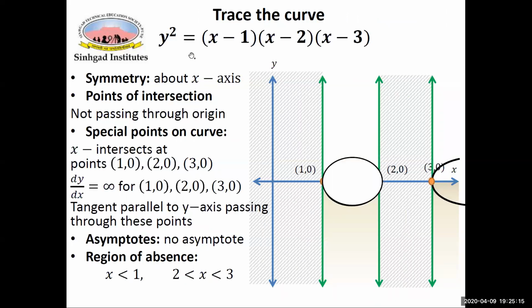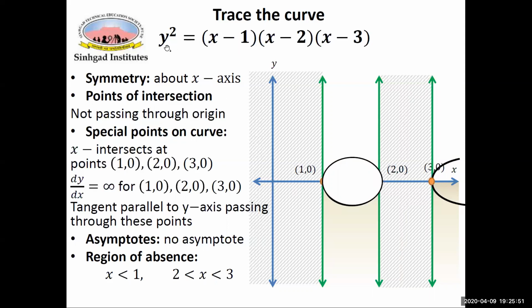y square equal to (x minus 1)(x minus 2)(x minus 3). It is a cubic curve. So again, when we take the product, the constant term will be minus 6. Power of y is 2, which is even. Hence, it is symmetric about the x-axis. Since the constant term is there, it will not pass through origin.